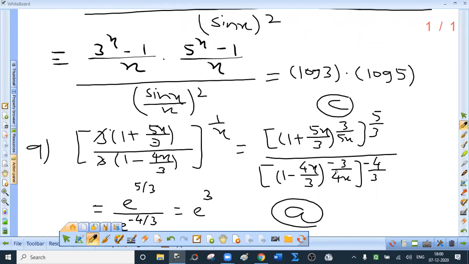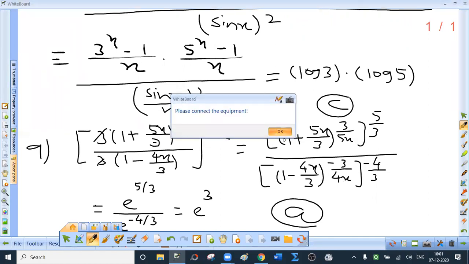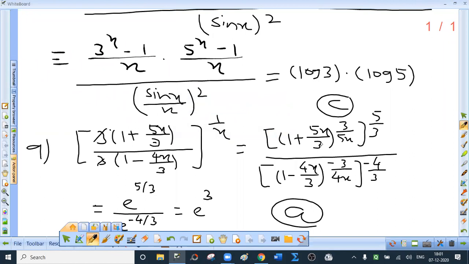Same in the denominator. Minus 3 by 4x is required, not original. To get the original index 1 upon x, we write raised to minus 4 by 3. This is a standard limit. So e raised to 5 by 3 upon e raised to minus 4 by 3. That is e raised to 9 by 3, which is e cube. So the correct option is A, Ahmedabad.